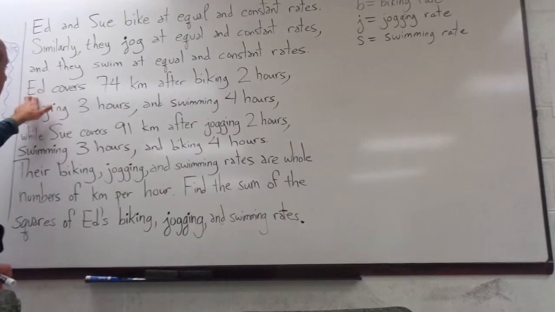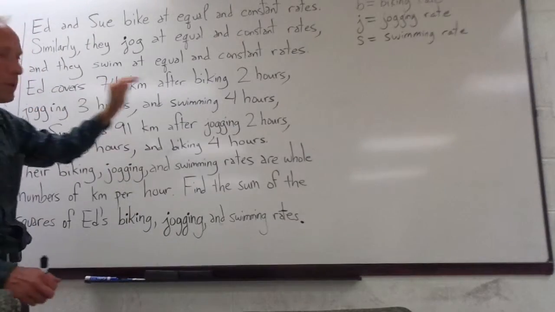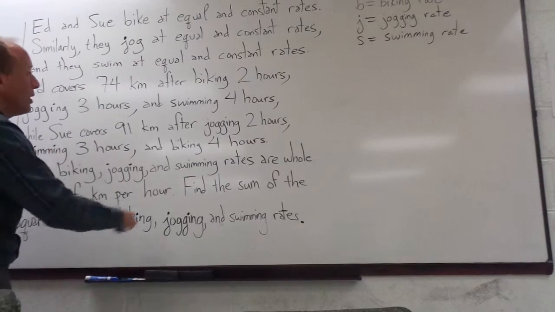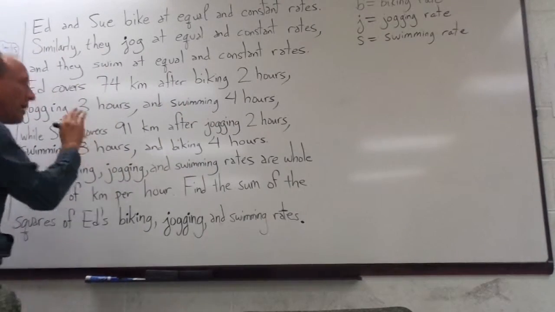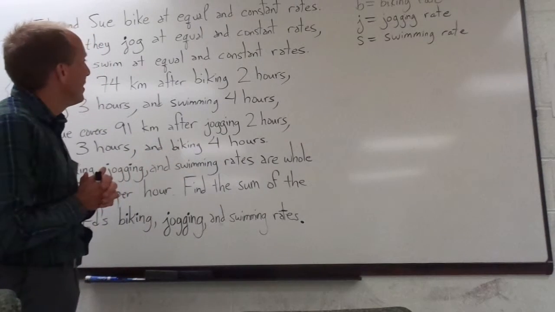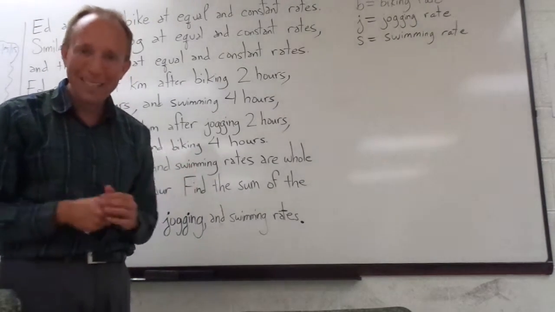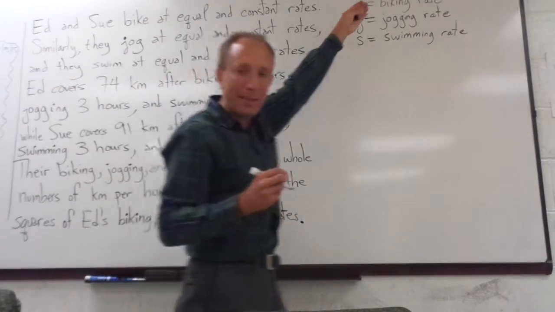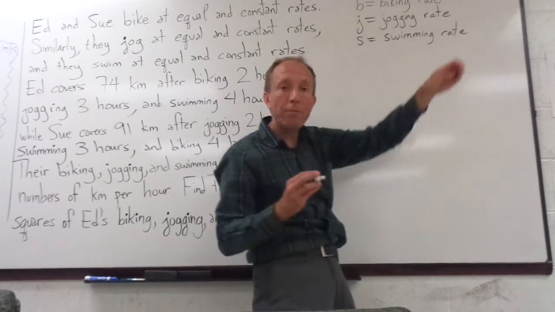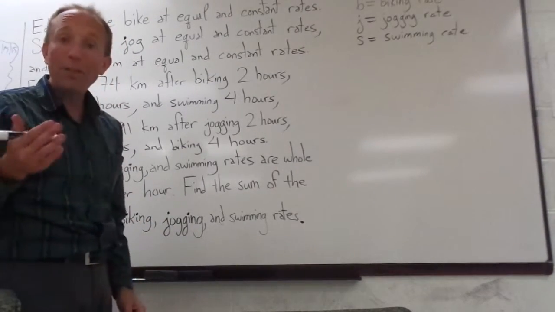Now, here's the next part. Ed covers 74 kilometers if he bikes for 2 hours, jogs for 3 hours, and swims for 4 hours. While Sue covers 91 kilometers if she jogs for 2 hours, swims for 3 hours, and bikes for 4 hours. So let's stop and think about that for a moment. Okay, so this is where the whole distance equals rate times time comes into play. So we know what the rates are of these two people in biking, jogging, and swimming. And if we take those rates and multiply them by the time, we'll figure out the distance.